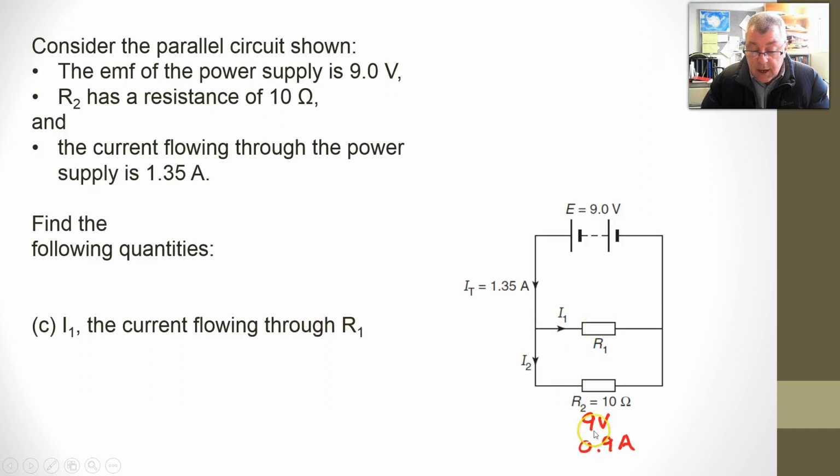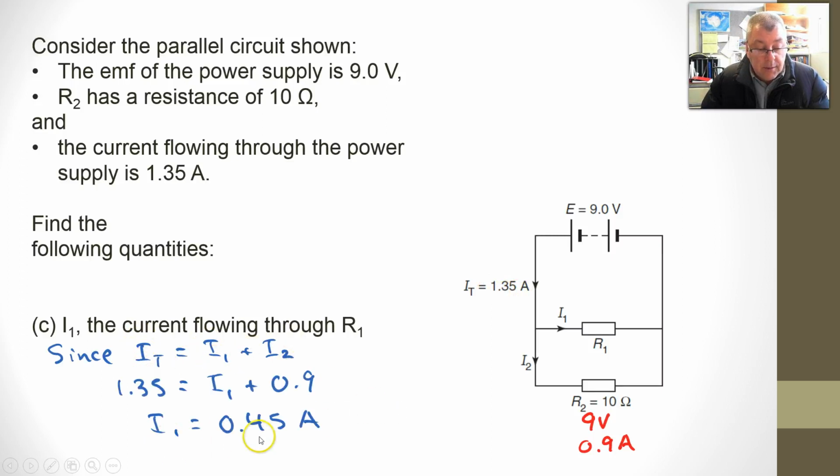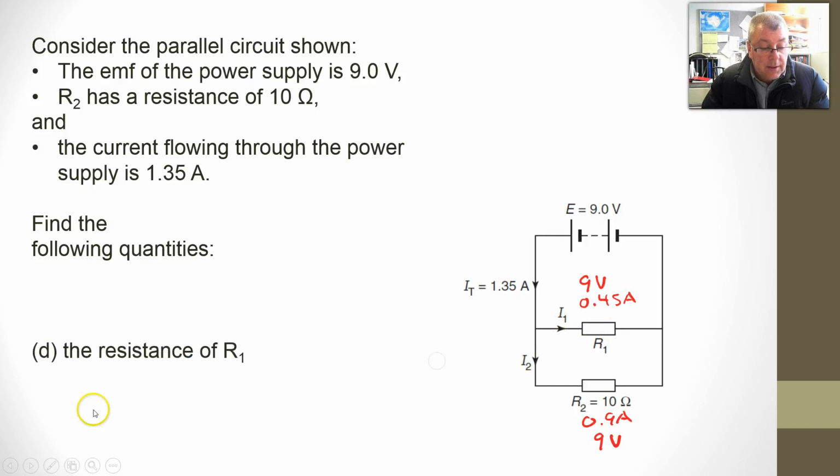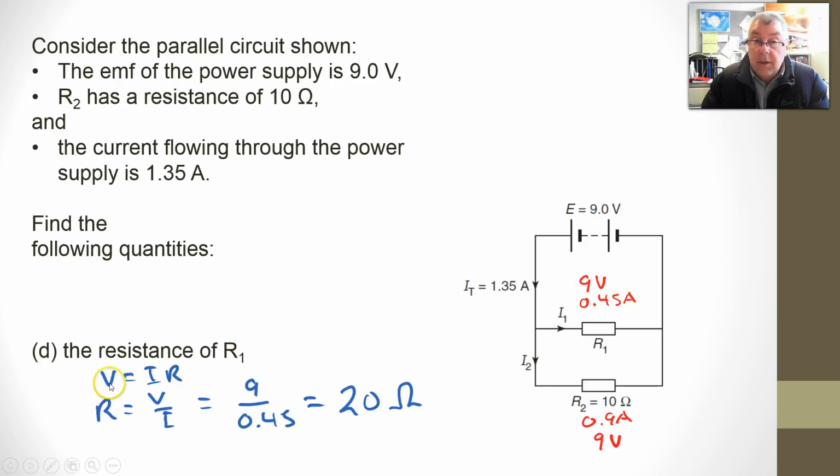What's the current flowing through R1? Well, we just worked out the current here, and this is the total current, so we can say that the total current is equal to I1 plus I2, put our numbers in, and we work it out to be 0.45 amps going down through this resistor. Now what's the resistance of R1? We know the voltage, we know the current, and so we can use V equals IR, and we get 20 ohms.